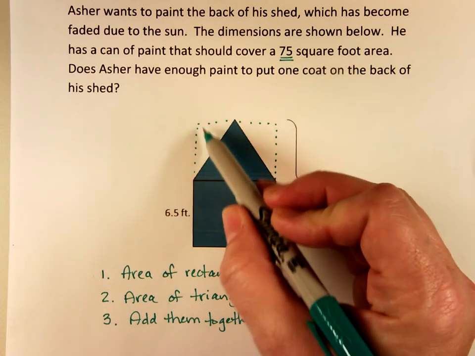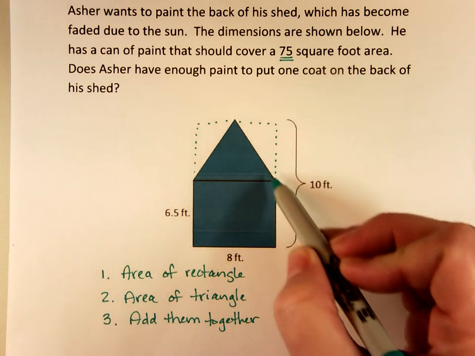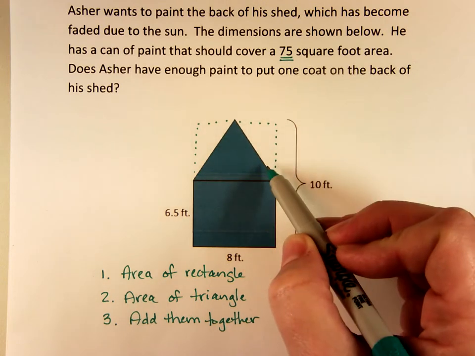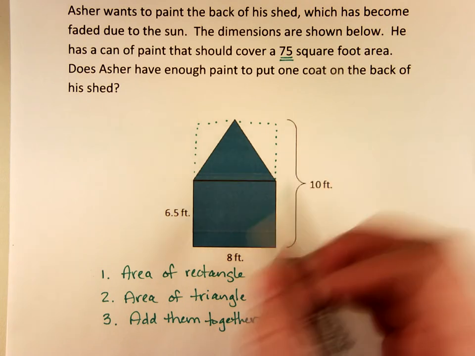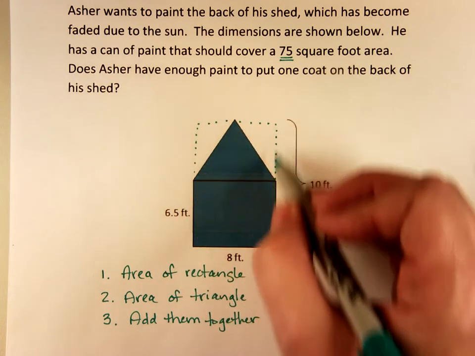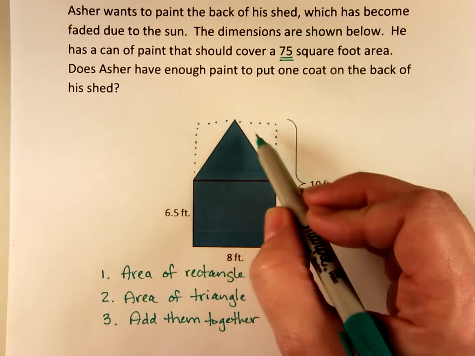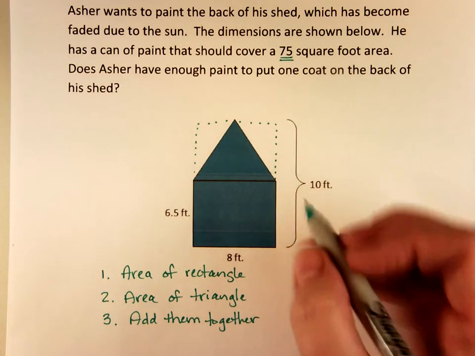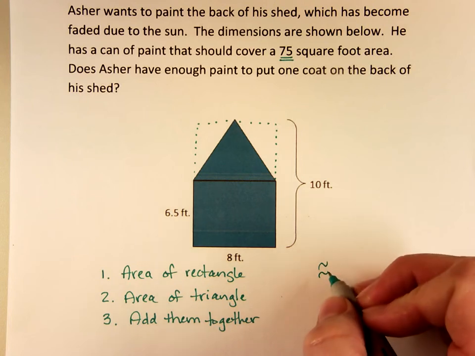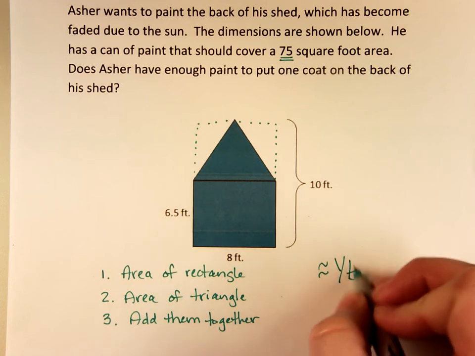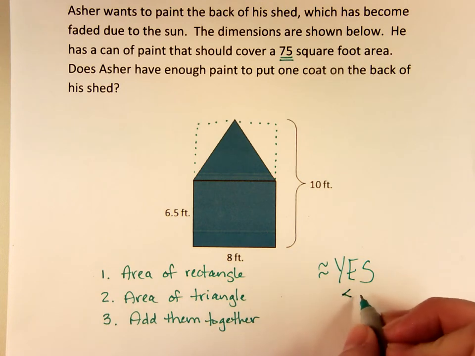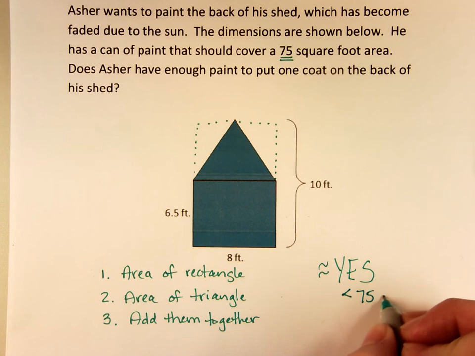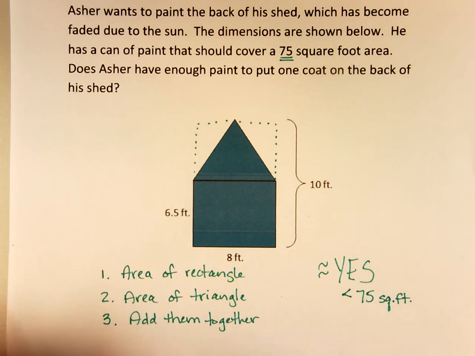However, you're taking away two pretty big chunks here, where you see this white section. So I think that he probably is going to have enough paint. If the entire rectangle here is 80, I think that when you subtract these pieces, you'll have less than 75. So my estimate is going to be, yes, that's what I think. He is going to have enough. Yes, my total will be less than 75 square feet. So let's start solving.